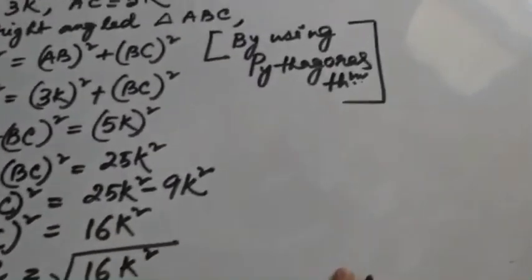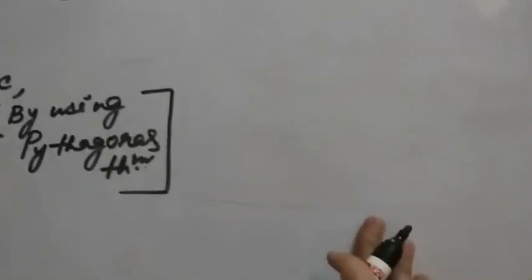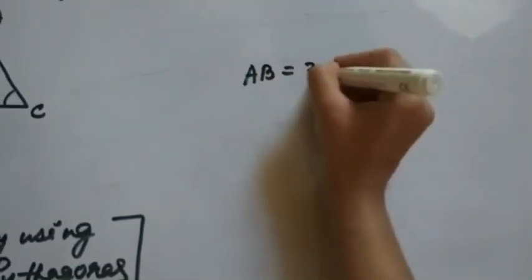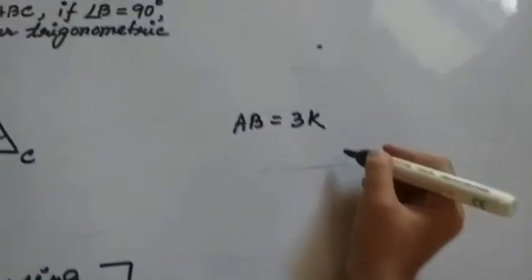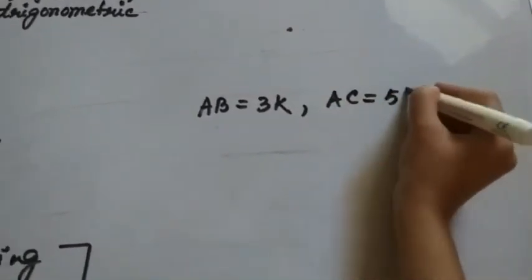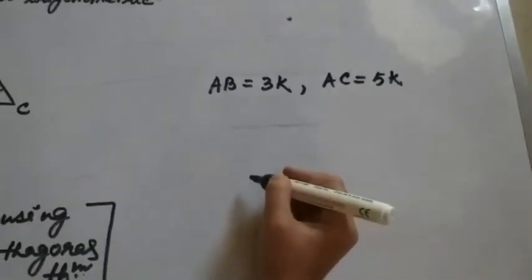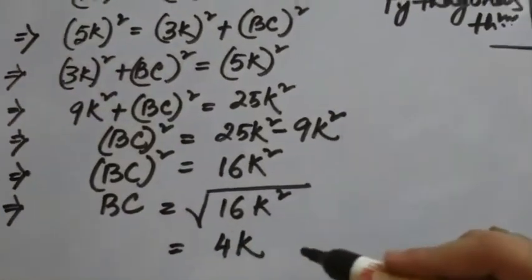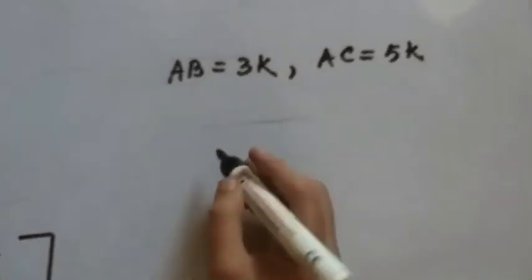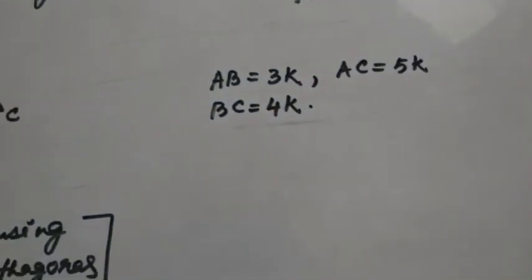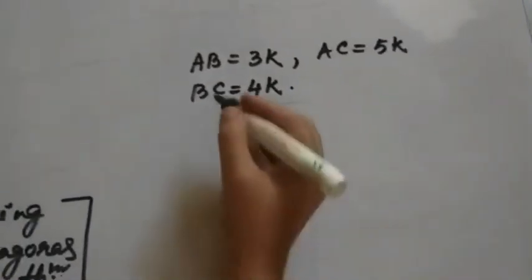Okay. So we know the value of AB, which we had already known, it is given in the question. AC equals 5K. Now after solving the equation, we know the value of BC also. So the value of BC equals 4K. Now we will put the values in the trigonometric ratios.